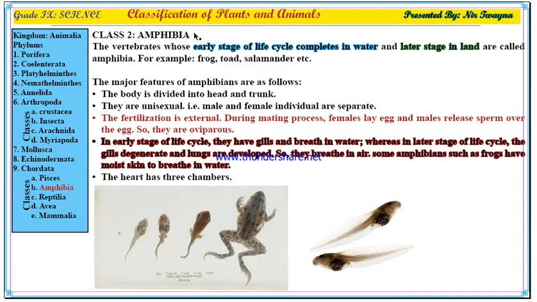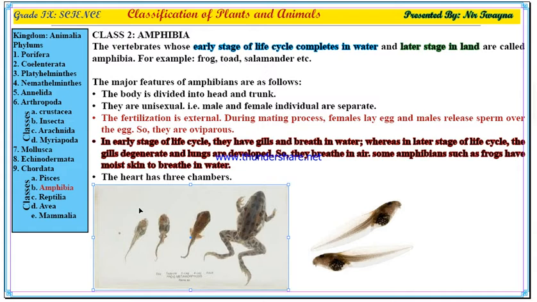The class Pisces totally lives in water, class Reptilia totally lives on land. But class Amphibia is between Pisces and Reptilia. So class Amphibia can be considered as a link of development from aquatic animals to terrestrial animals. In the earlier stage of life, they live in water, just like class Pisces, and they don't have limbs in that stage. So they totally resemble class Pisces.